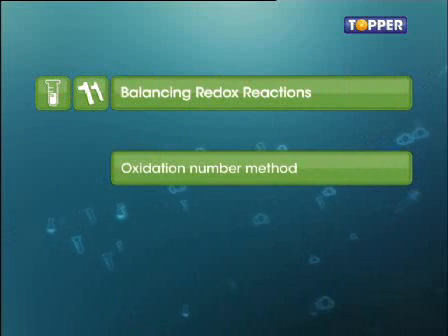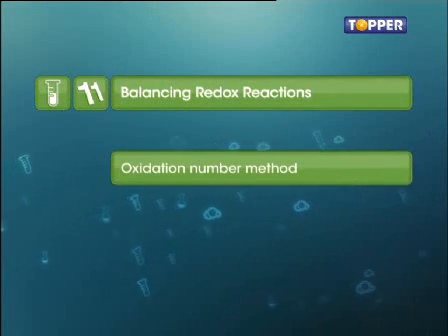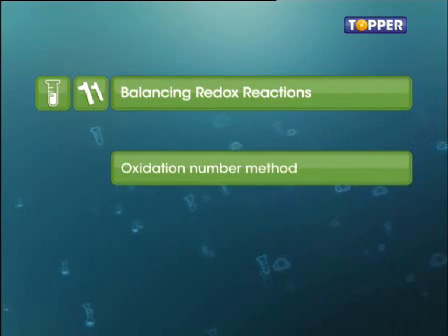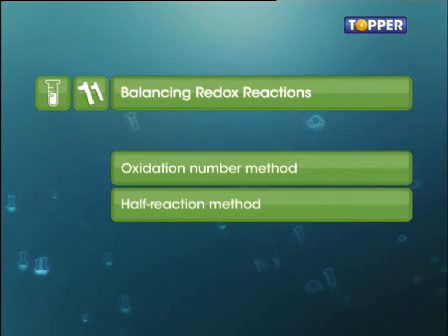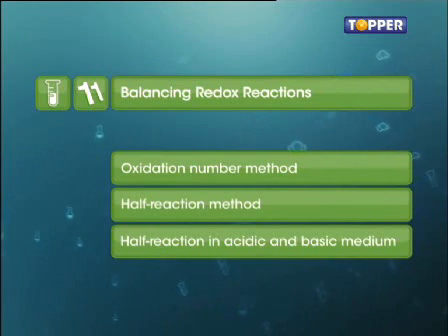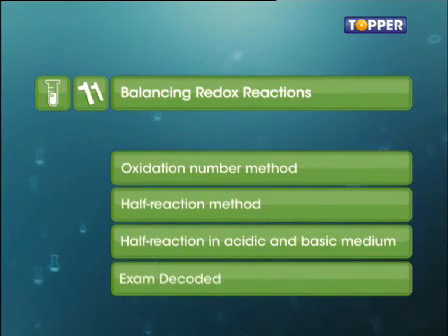Today, we will continue our discussion on redox reactions by learning how to balance them. We will learn how to balance chemical reactions by two methods: the oxidation number method as well as the half reaction method. Then we will take a look at the half reaction method in acidic and basic medium, and then on to the litmus test, the exam decoded section.